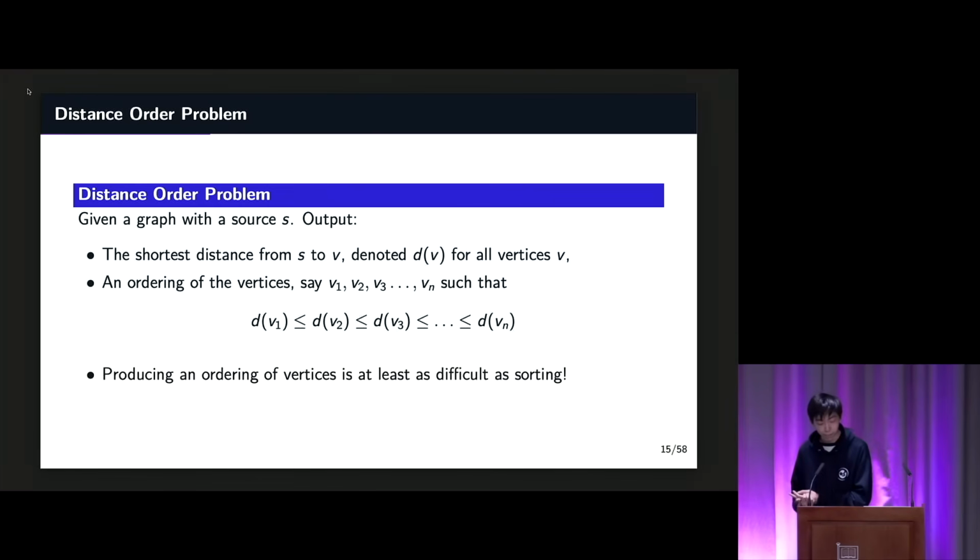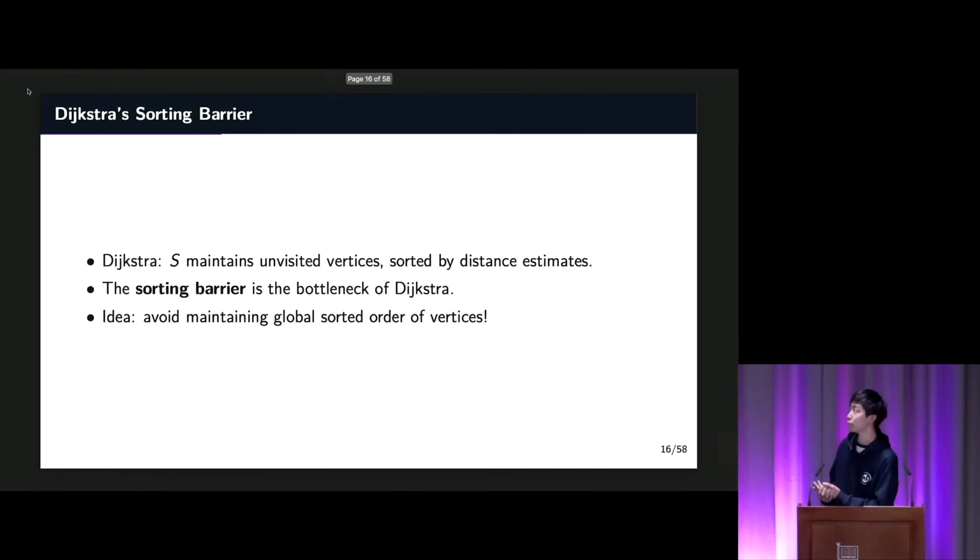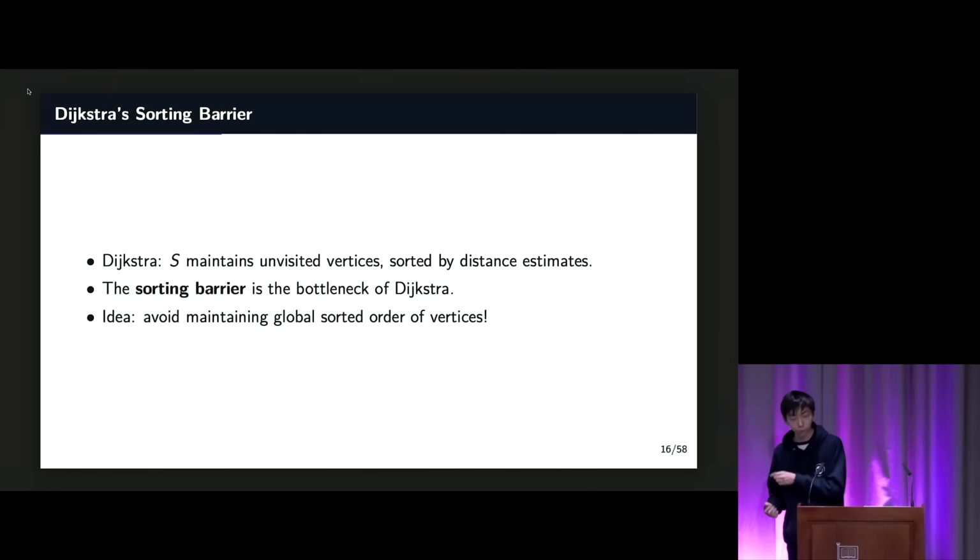Combining this with the time to finish reading the input, we see that the distance order problem takes at least n log n plus m time to solve, which is why Dijkstra's algorithm is optimal. In fact, when we were doing an example of Dijkstra earlier, we kept track of a heap, S, which maintains a sorted order of these unvisited vertices by their distance estimates. And this sorting barrier is precisely the bottleneck of Dijkstra's algorithm.